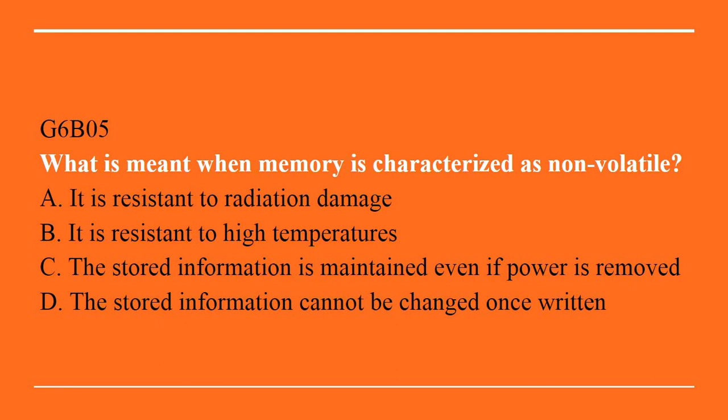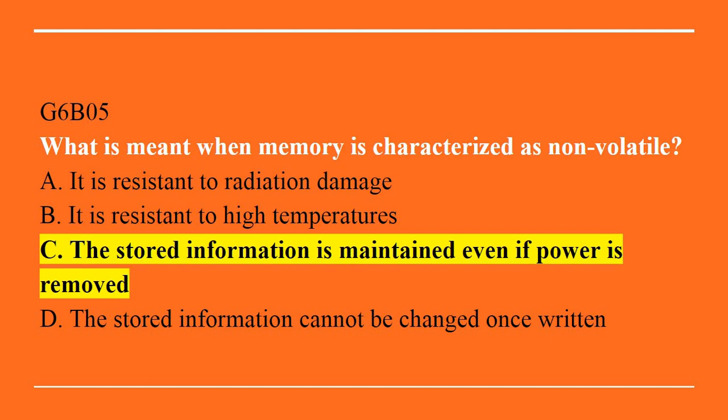G6B05. What is meant when memory is characterized as non-volatile? A. It is resistant to radiation damage. B. It is resistant to high temperatures. C. The stored information is maintained even if power is removed. D. The stored information cannot be changed once written. Answer is C. The stored information is maintained even if power is removed.